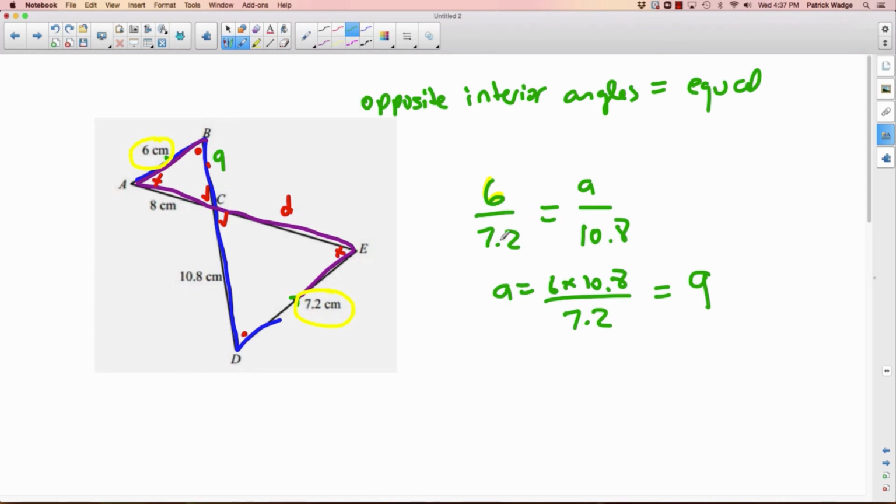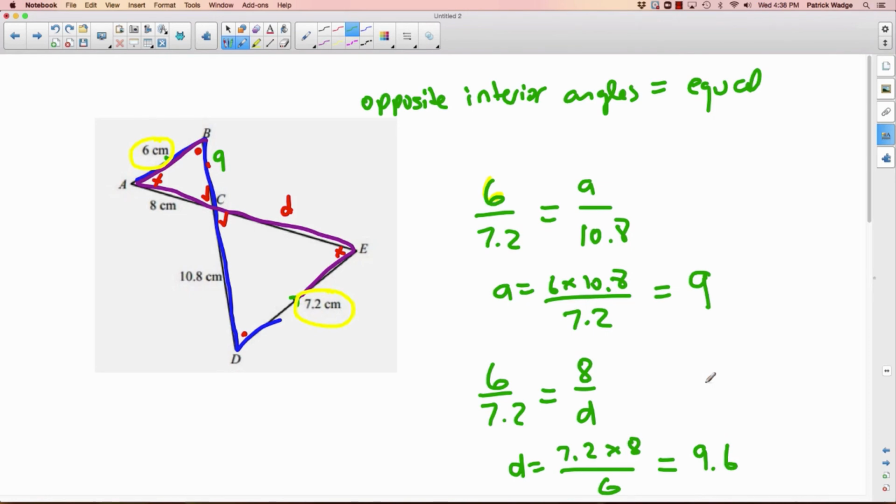Personally, I just use the same ratio again, 6 over 7.2. You could use this new ratio we have, the 9 and the 10.8, but I just stick with the original one usually. 6 over 7.2. Now we want to find d. Be careful. Don't put d over 8. You have to put 8 over d, right? This triangle came first. So 8 over d. So to get d, you're going to go 7.2 times 8 divided by 6. I think it's 9.6. Yes, indeed, 9.6. Okay, so there's our two answers for that one.